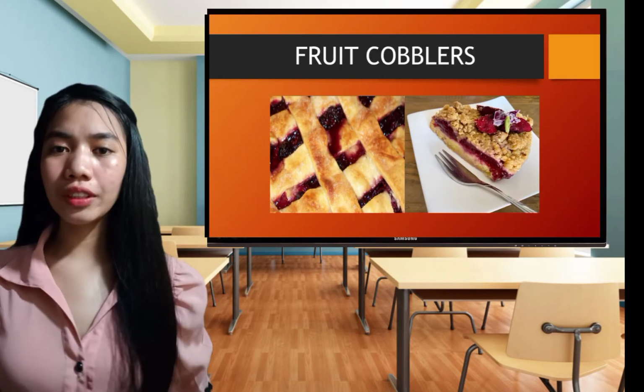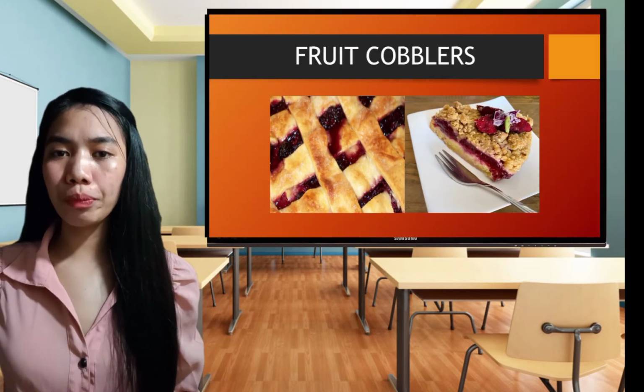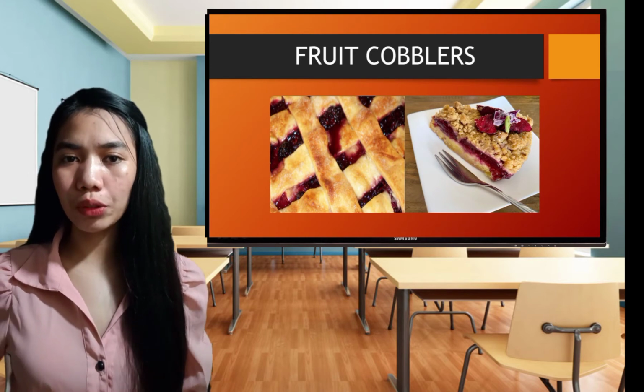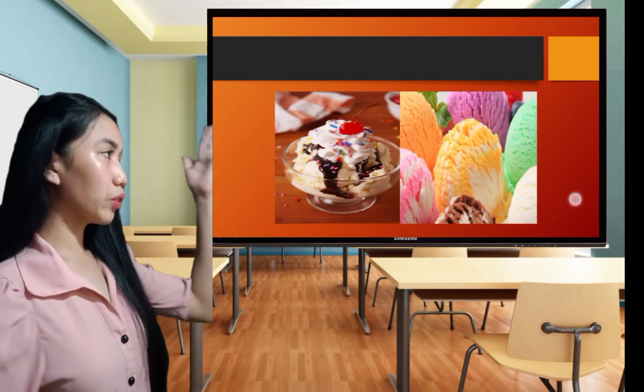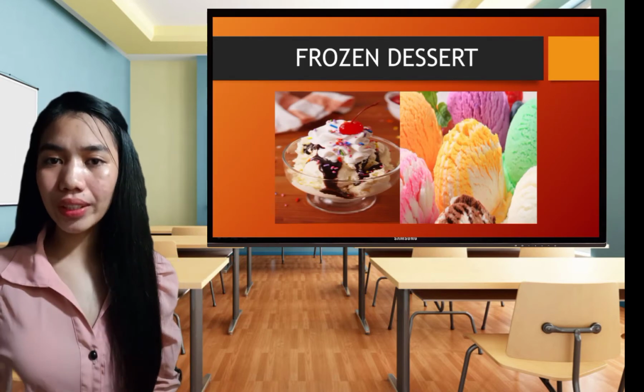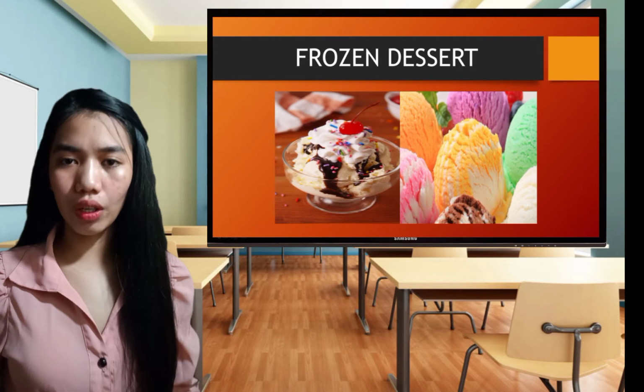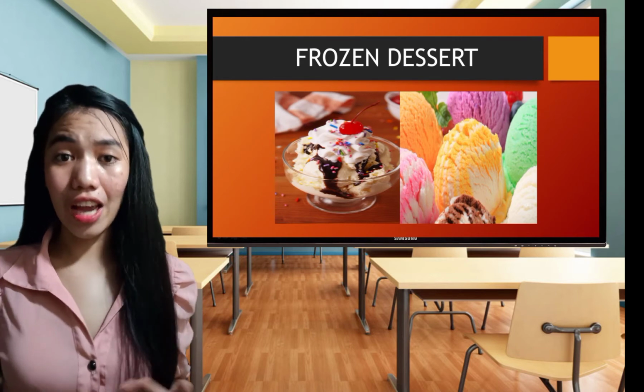Fruit cobblers. Fruit cobbler is a dessert consisting of a fruit filling poured into a large baking dish and covered with a butter, biscuit, or dumpling before being baked. Lastly, frozen dessert is made by freezing liquid, semi-solid, and sometimes even solid ingredients. An example of this is ice cream.